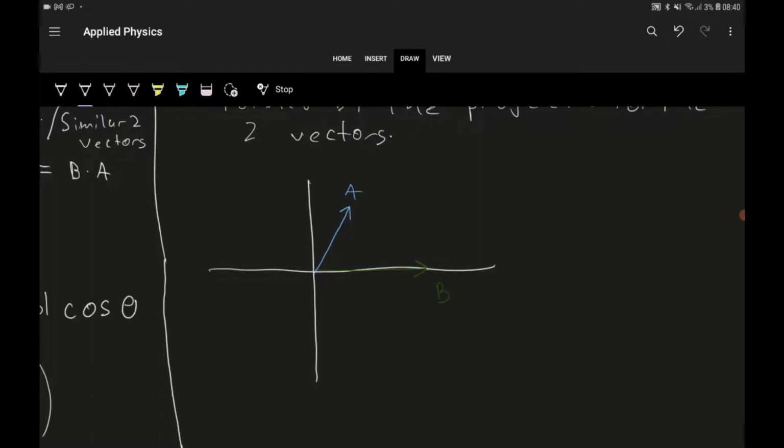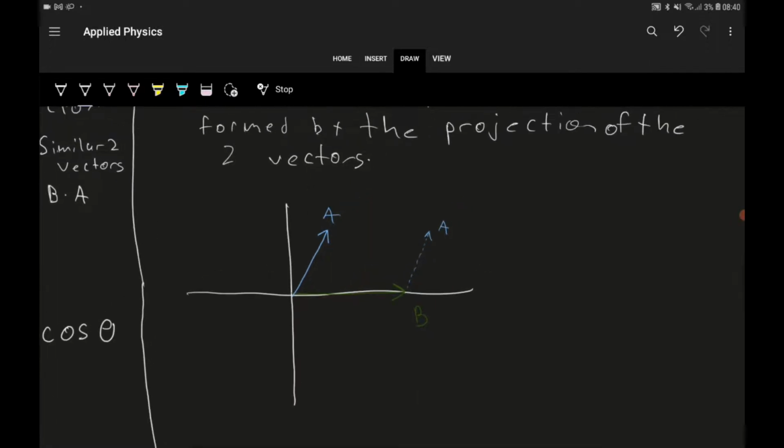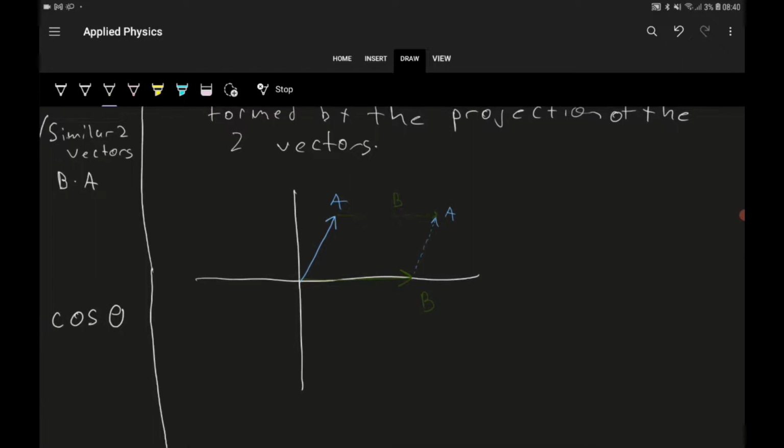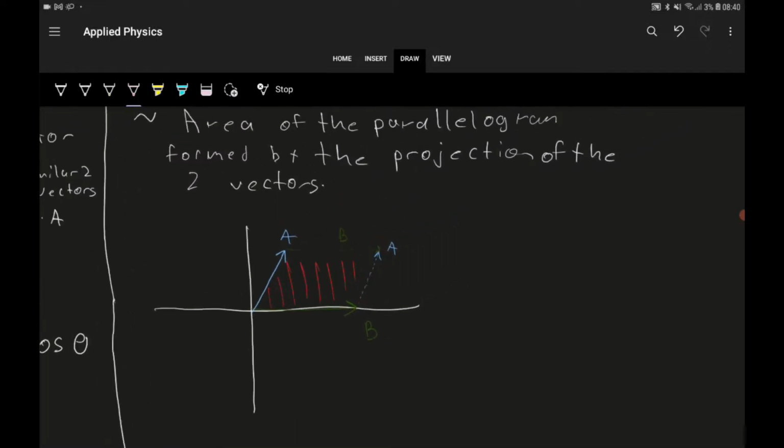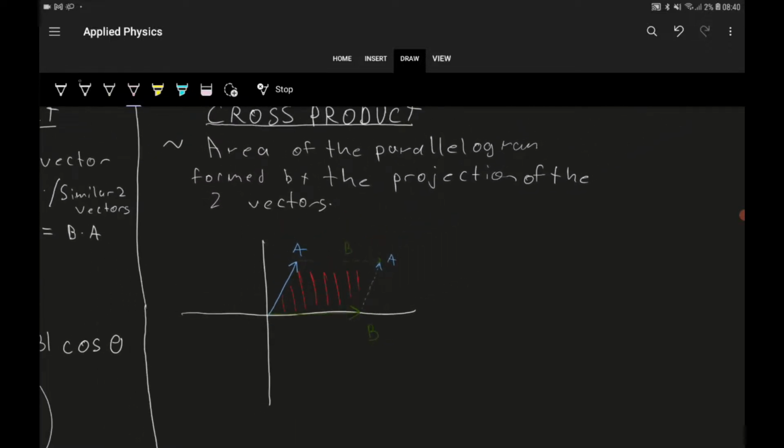Now, I hope you can see this the first time. This is parallel to A, which I'm calling the projection of A. And this is parallel to B, which I'm calling the projection of B. Now, the area that's in this parallelogram is the area we're talking about.